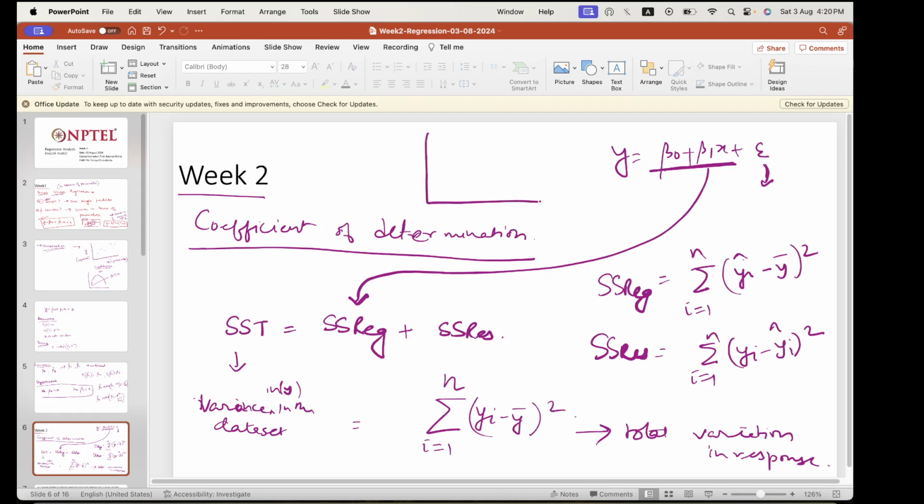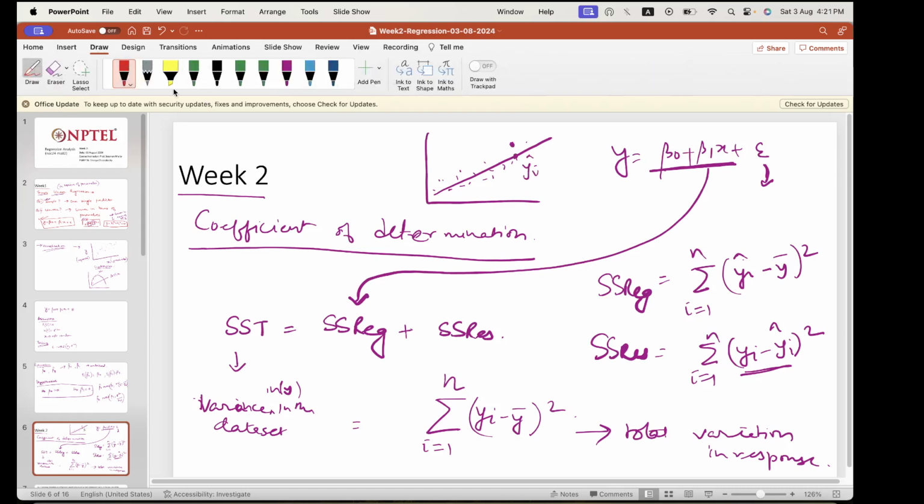Graphically, this is my scatter plot and this is my line. These vertical distances are actually the terms, because on the line what we have is yi hat, and where the actual data point was observed, let me draw in a different color, this one is yi hat and this one was yi observed. So this vertical distance is what we are capturing via the residuals, and this is the residual sum of squares.